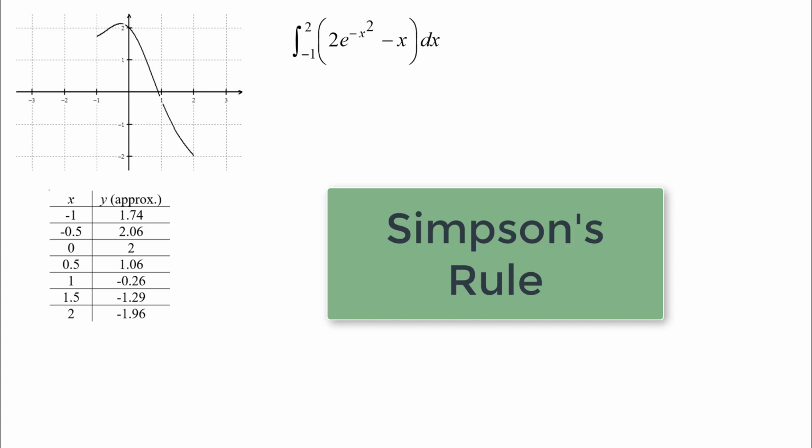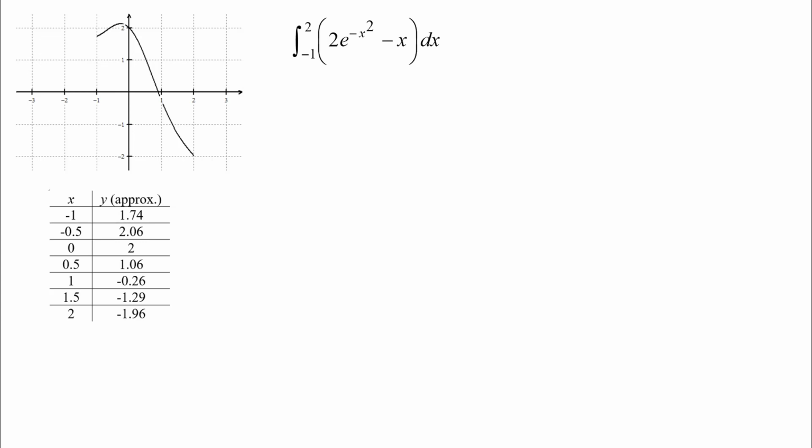Hi, we're going to look at this same integral again that we've been looking at in the last few videos and talk about an even more effective way to get a numerical approximation for this integral. The method that we're going to use this time is called Simpson's rule. Simpson's rule is based on using parabolas to estimate the shape of the curve and finding areas under parabolas.